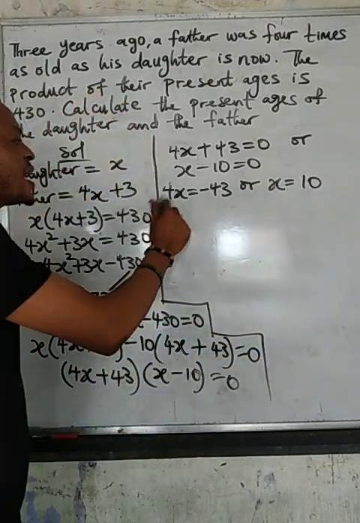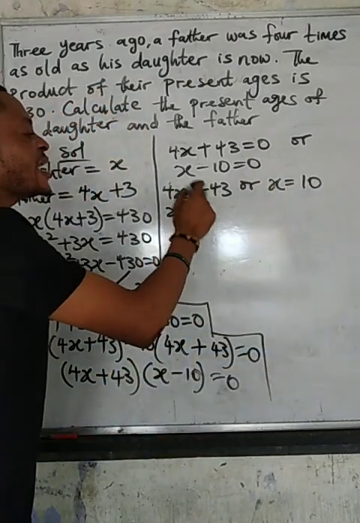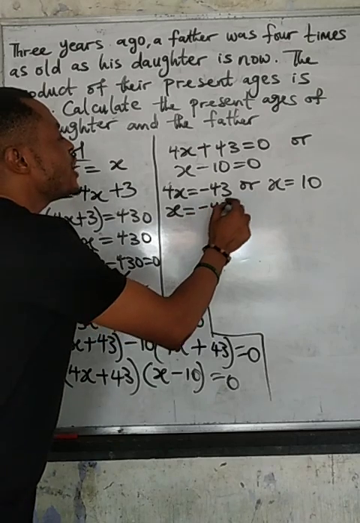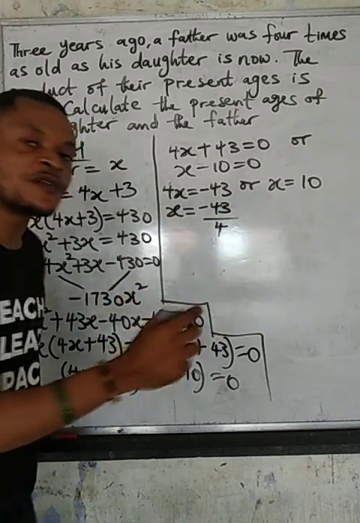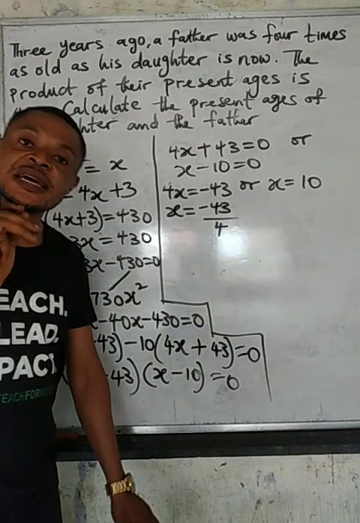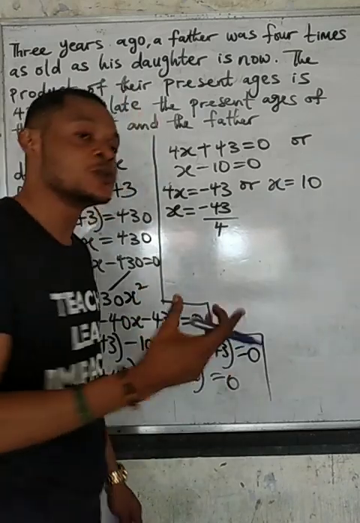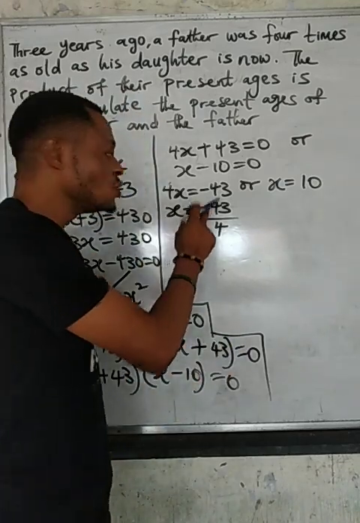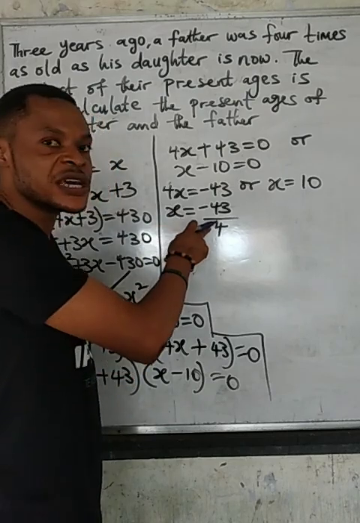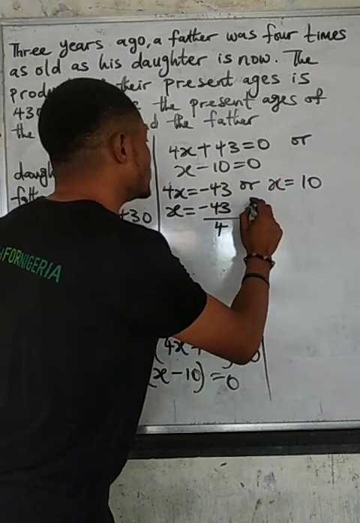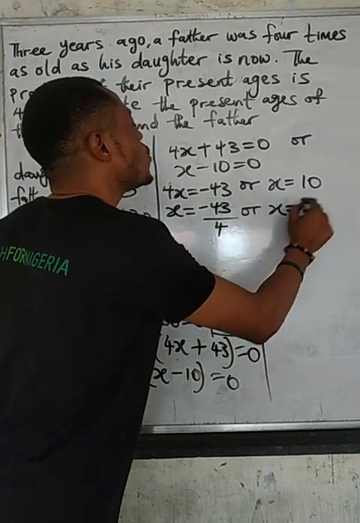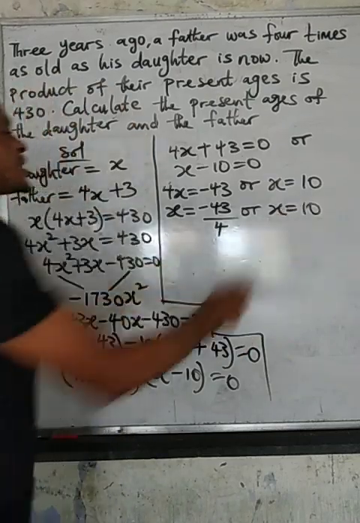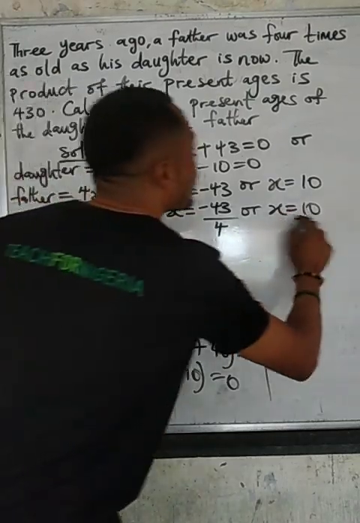So there is no way you are going to find the age of a person to end up to be negative. Age of a person can never be in negative. Even a newborn child will be 0 years old. So there is no way that someone will be negative years old. So in that case, this value is nullified. So we work with this one, or x is equal to 10. So that means the x is equivalent to 10. We are working on this.